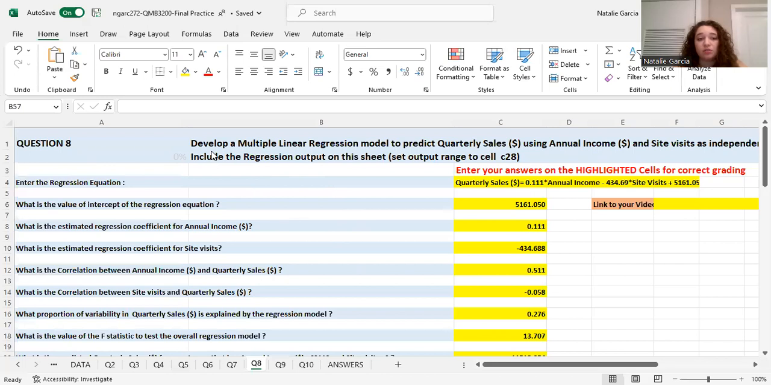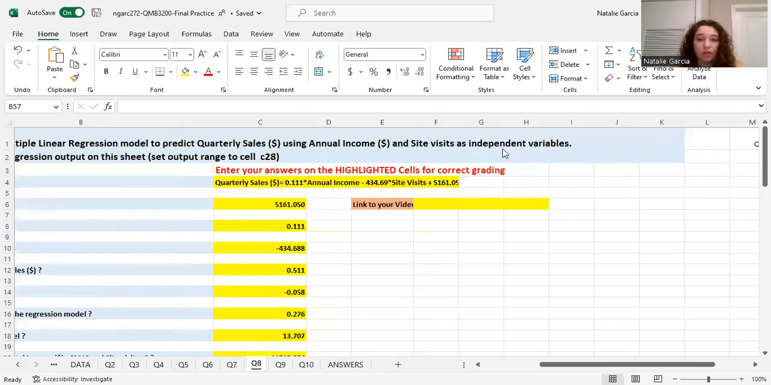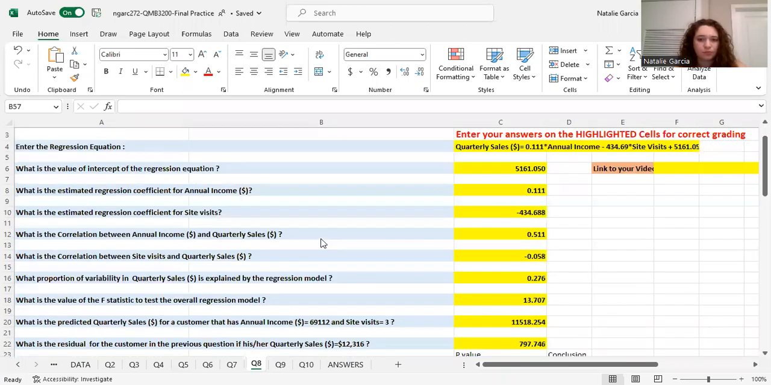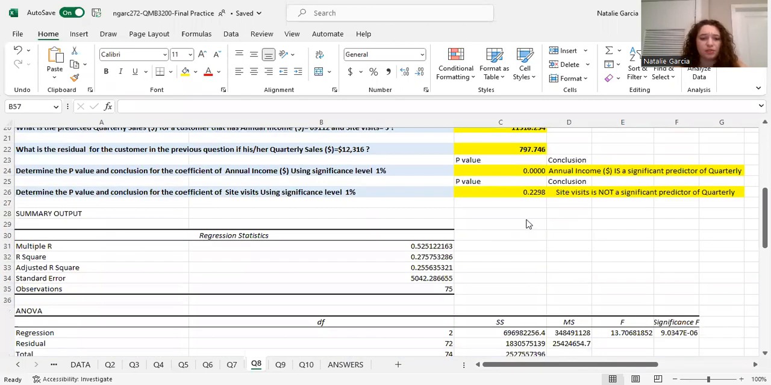For question 8, it's develop a multiple linear regression model to predict quarterly sales using annual income and site visits as independent variables. Include a regression output on the sheet. Set output range to cell C28. I can't remember if I said it's 28. I don't think so. I think I put it to A28. So I'm sorry about that.